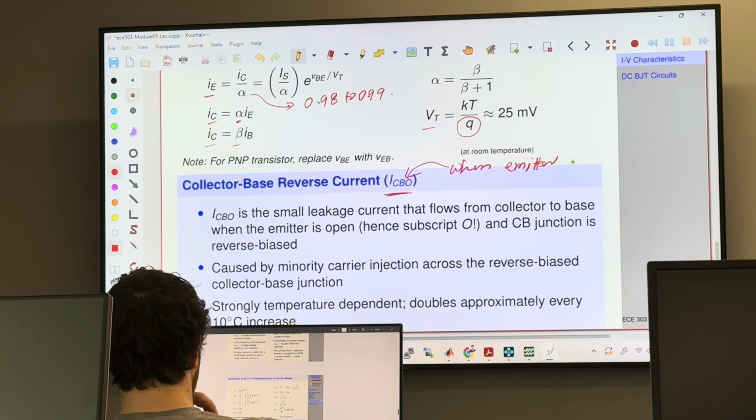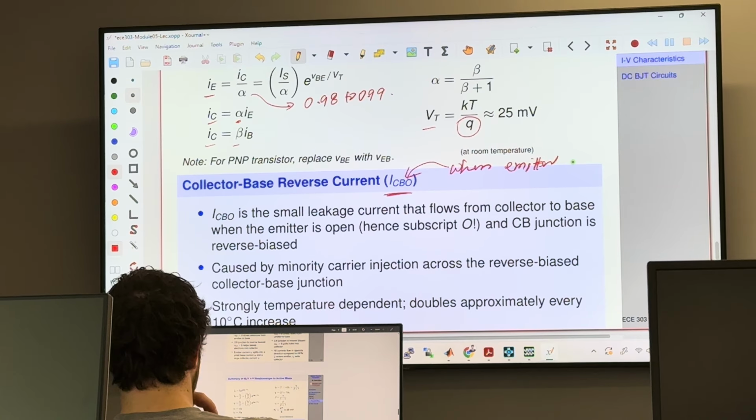So that current is called the leakage current. Ideally there should not be any current, and because of the construction mechanism, a very, very small leakage current flows from collector to base when it is reverse biased. Okay, so that is the terminology that you need to know.